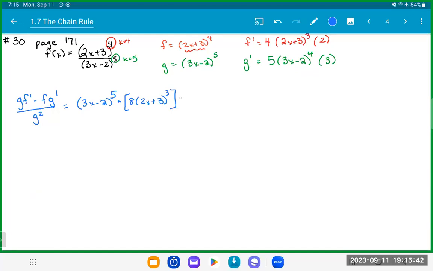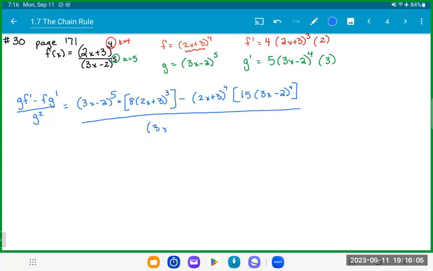Okay. Minus my f function, which is 2x plus 3 raised to the fourth, times my g prime. 5 times 3 is 15. And this is 3x minus 2 to the fourth. All of that divided by my g function, which is 3x minus 2 to the fifth, squared. Okay. Any questions so far?